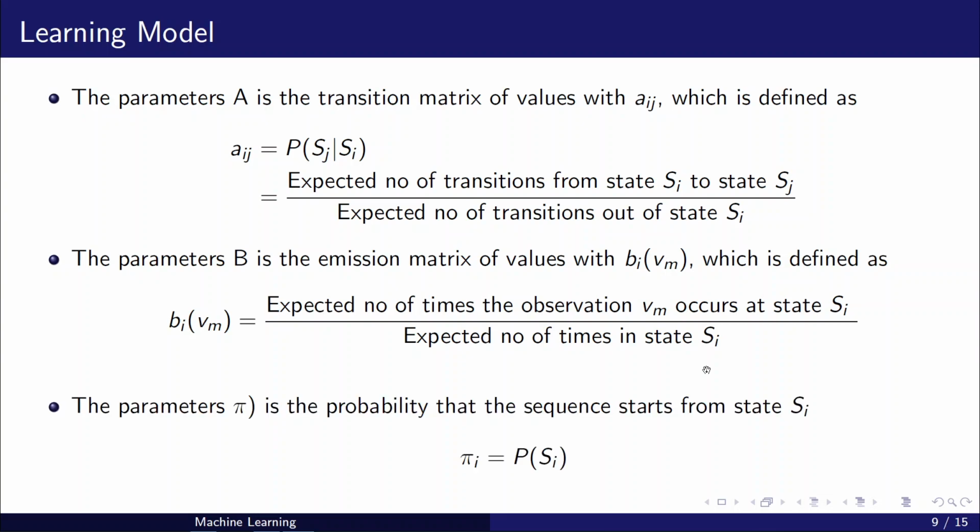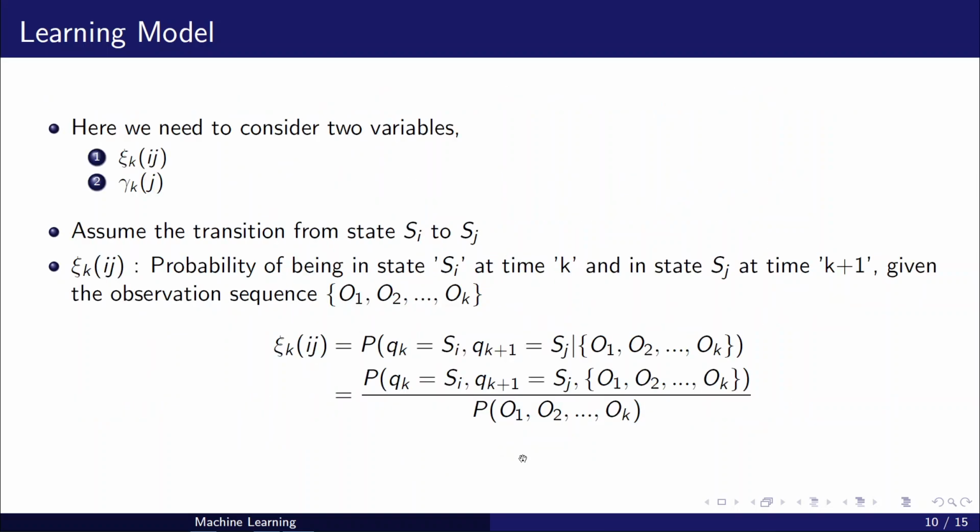And the third parameter is pi i. Pi i is represented as the probability of state i, that is the initial probability. So these are the three parameters which we would like to learn from this model. One is Aij, Bi(vm) and pi i, where Aij represents the transition probability, Bi(vm) represents the emission probability, and pi i represents the initial state probability. So what is the probability that you start from Si, that is what pi i represents.